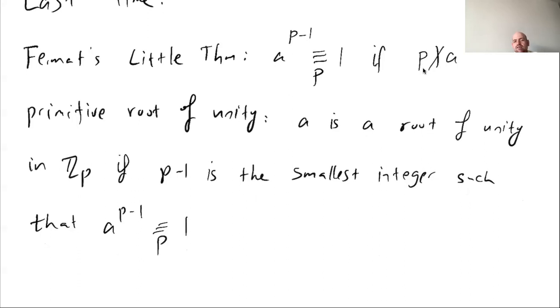Now, if a is not 0 in Zp, meaning a is not divisible by p, Fermat's little theorem guarantees that a to the power p minus 1 is congruent to 1. But the question is, is a raised to some power smaller than p minus 1 also congruent to 1? Or is p minus 1 the smallest power that a to that power will become 1? If p minus 1 is the smallest power, we call that a primitive root of unity in Zp. Otherwise, it's not a primitive root of unity.